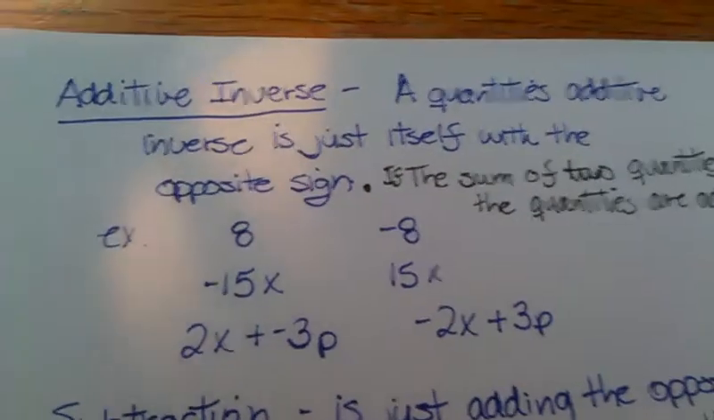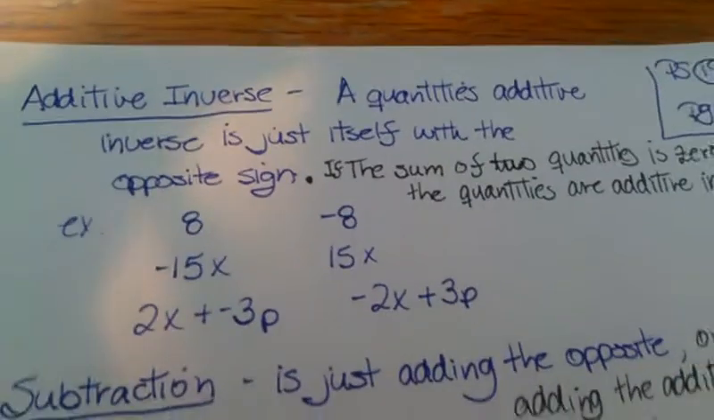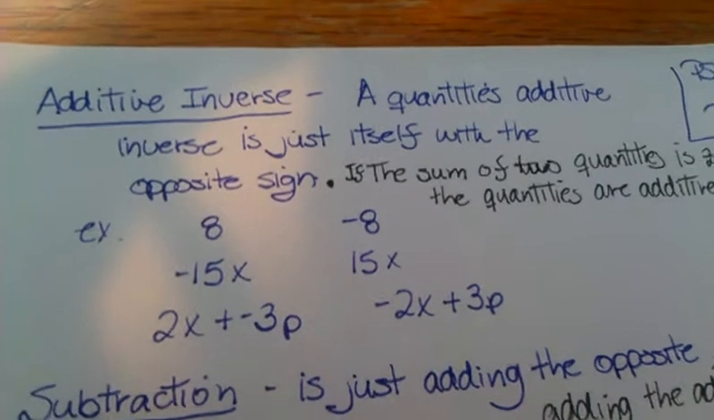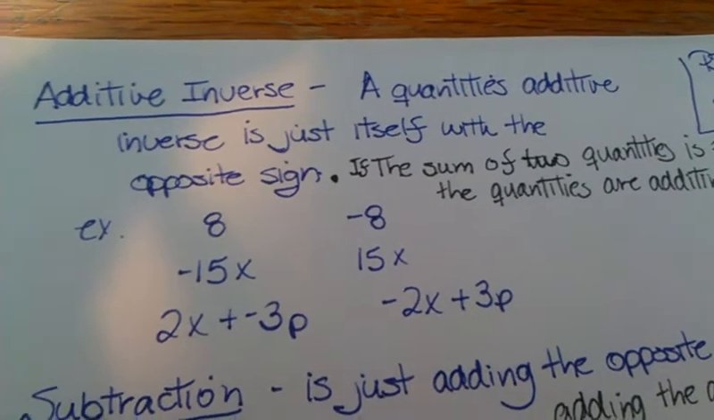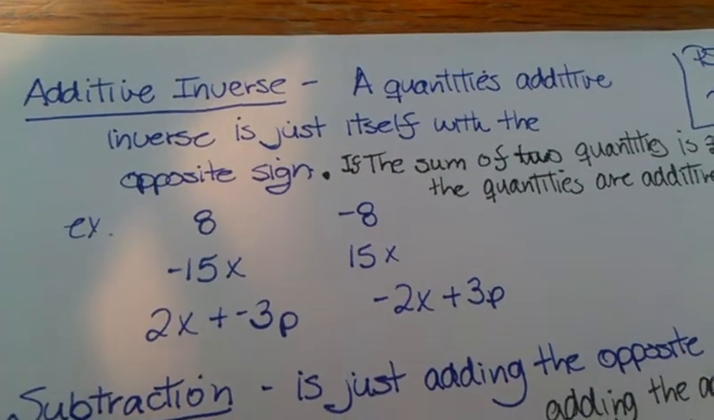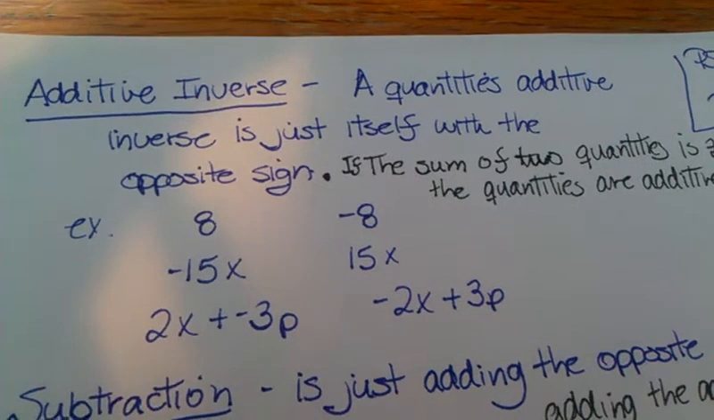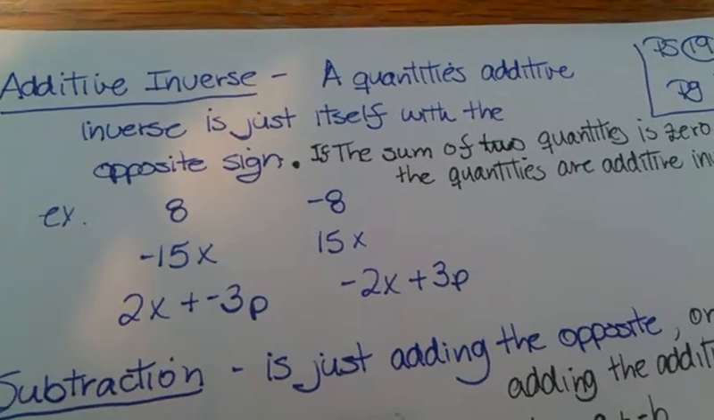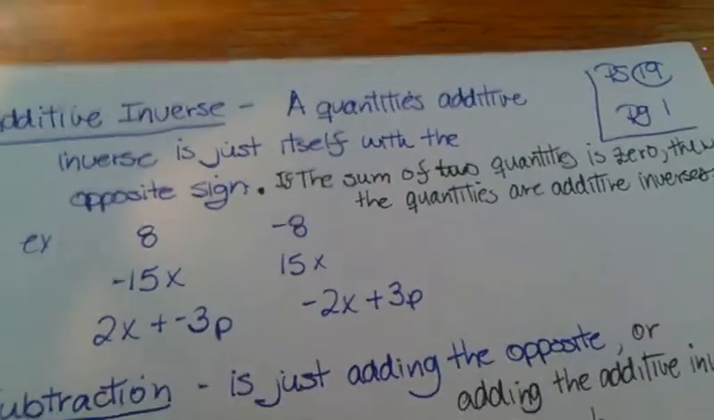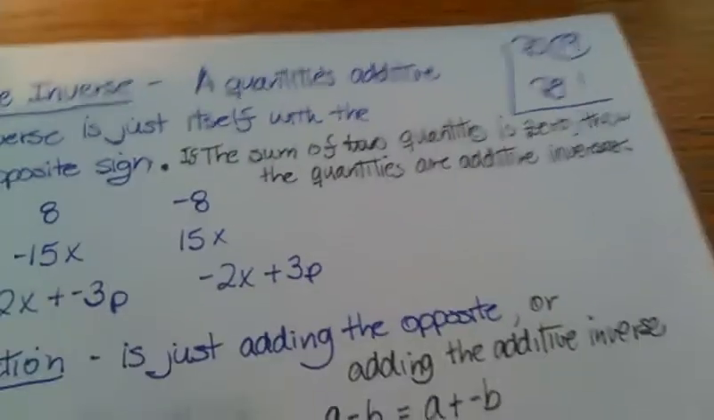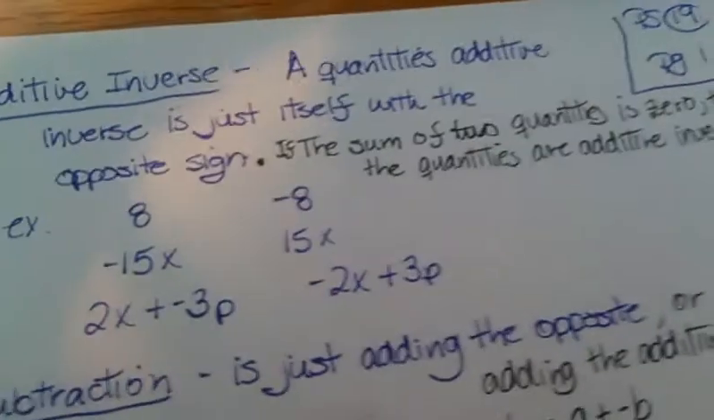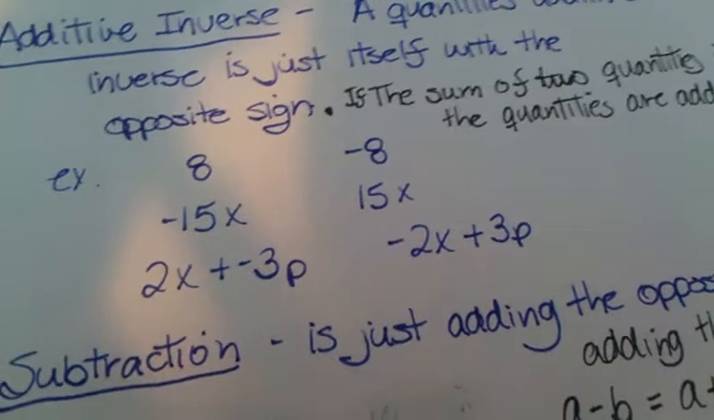Okay, now we're going to look at problem set 19, and we're going to look at additive inverse. And remember, we've looked at additive inverse before. A quantity's additive inverse is just itself with the opposite sign. If the sum of two quantities is 0, then the quantities are additive inverses. Another way to think about it is they are opposites.